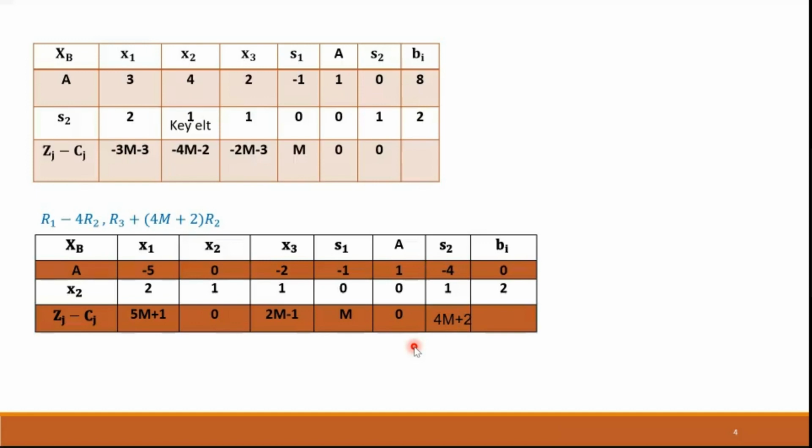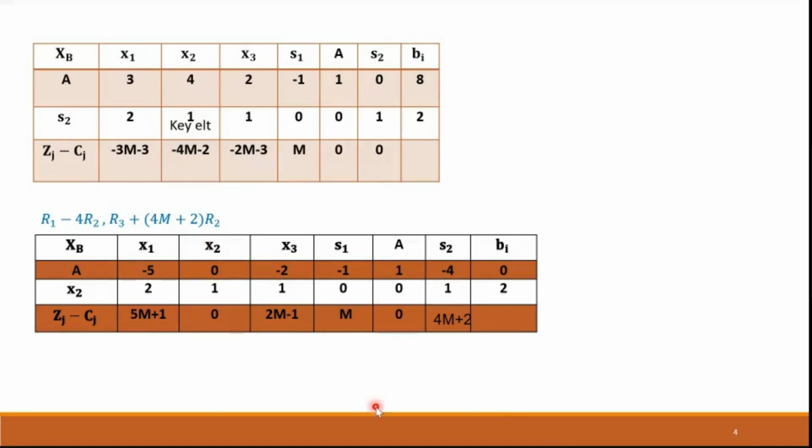We cannot choose the key column because there are no negative elements in Zj minus Cj. Yes, all are positive. So all these elements, Zj minus Cj's, are either positive or 0, which means that we cannot choose the key column. है ना? सब elements यहाँ पे positive है. We are not having any negative numbers to choose the key column. So we cannot proceed further with the key column and key row. So which means we have reached the final solution. Okay, we have reached the final table.